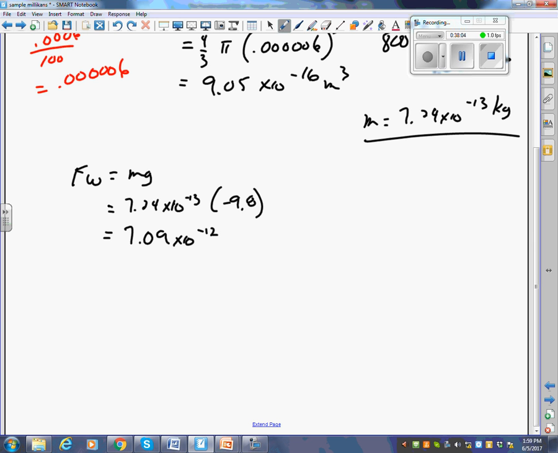7.09 times 10 to the minus 12. Just multiplying. Negative, thank you. Therefore, the electric force is 7.09 times 10 to the minus 12. We're getting there.